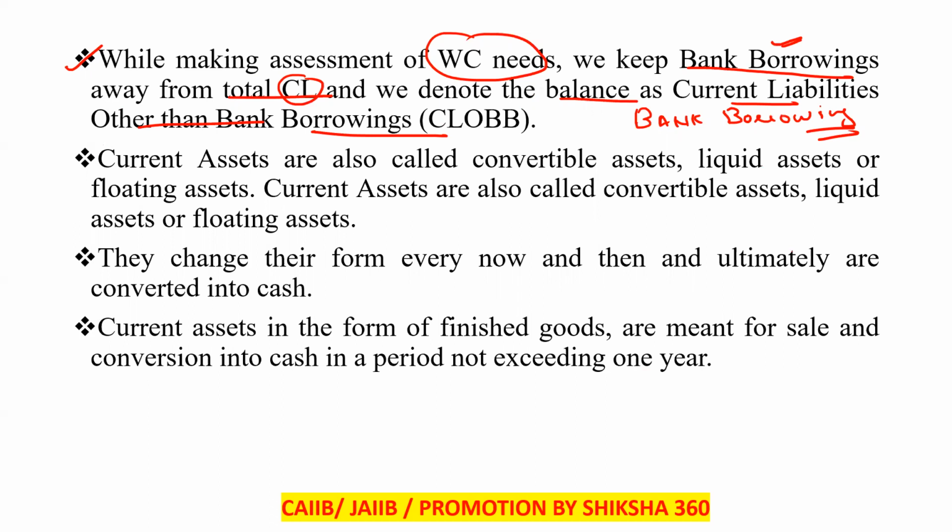So they will use the word CLOBB, that is current liabilities other than bank borrowings. This word they have taken. Generally we will take the bank borrowing to be separate from the current liabilities.